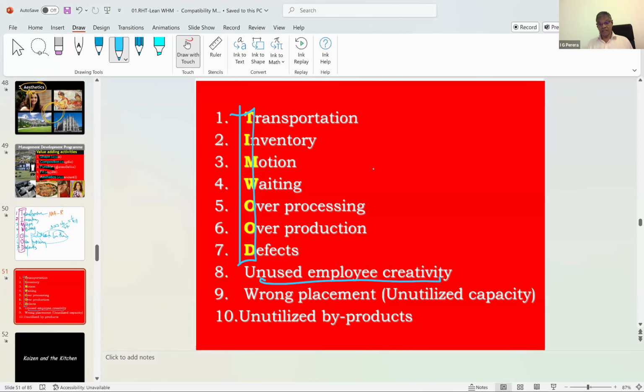That is also waste. And wrong placement of people.